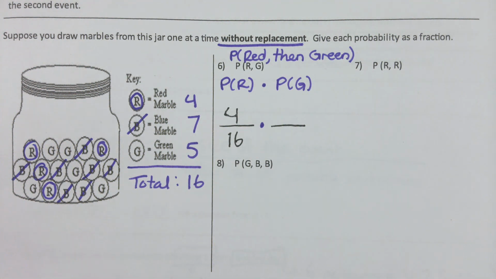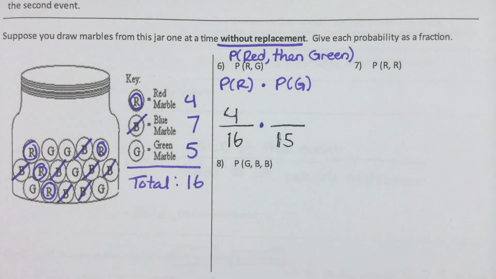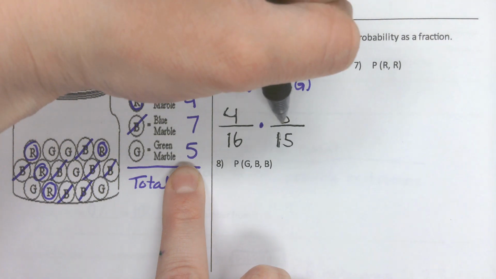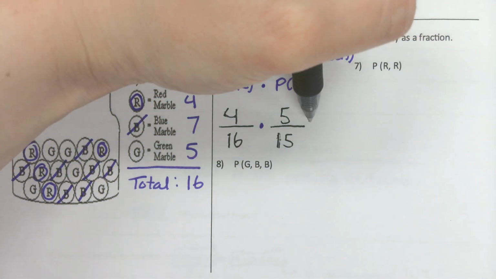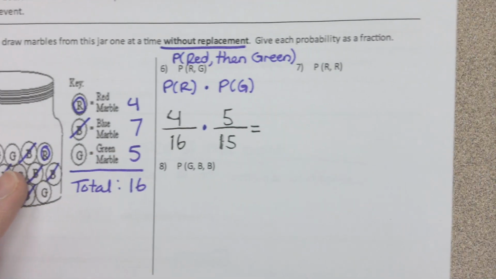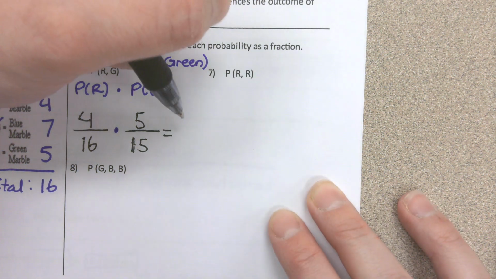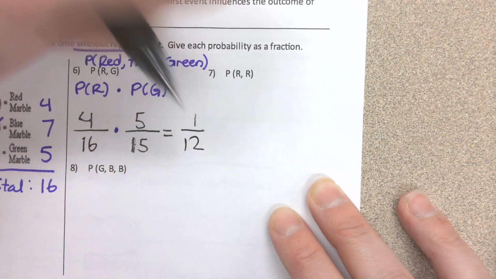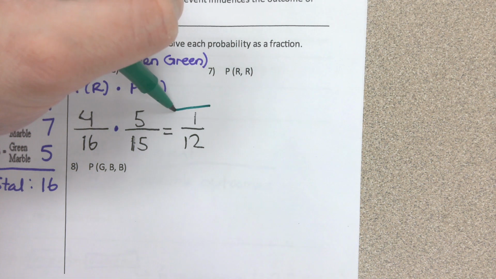1 marble is gone. We now have 15 marbles left in the jar. 1 red was taken out. So I still have all 5 green marbles left in there. Multiply. Using your calculator, we'll reduce it for you, 1/12. That's the chance of this happening.